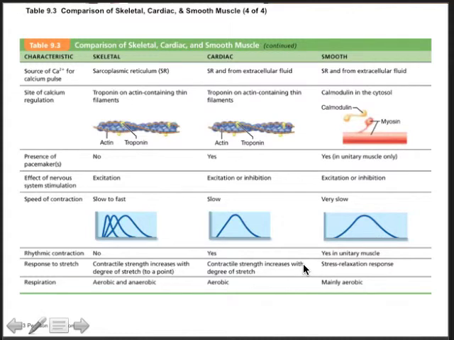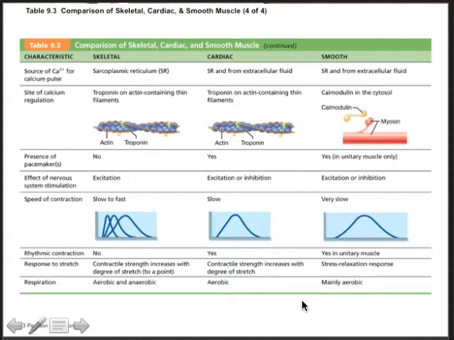Further information in the table includes the source of calcium for its release inside the muscle that will result eventually in contraction, the presence of pacemaker cells, the effect of nervous system stimulation on these tissues, and the speed of activation, whether or not the cells exhibit autorhythmicity, their response to stretch, and what type of metabolic pathway they use in order to generate their energy for contraction.